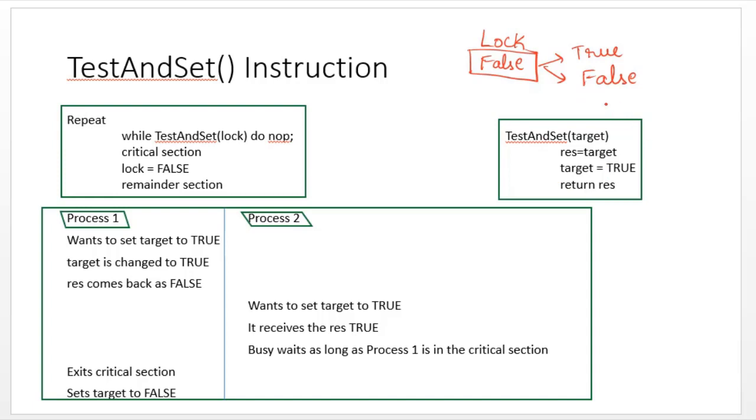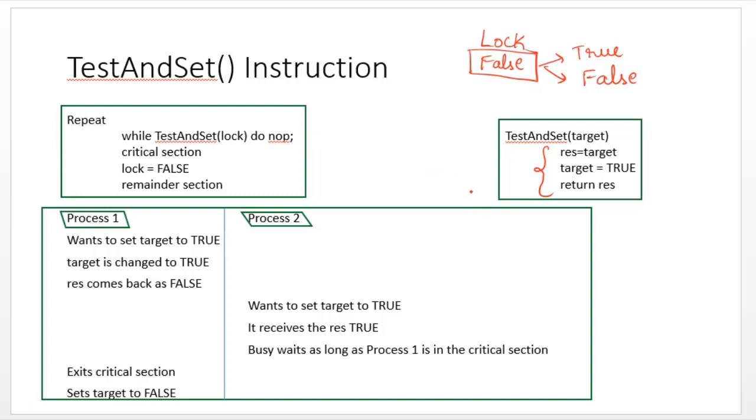And here is the code for test and set instruction. This looks like we are executing 3 instructions, but these 3 instructions are executed in one stretch without receiving any interrupts in between. The test and set instruction writes true value to lock variable, and it returns its old value of lock to the process which is wishing to enter into the critical section in a single uninterruptible operation.